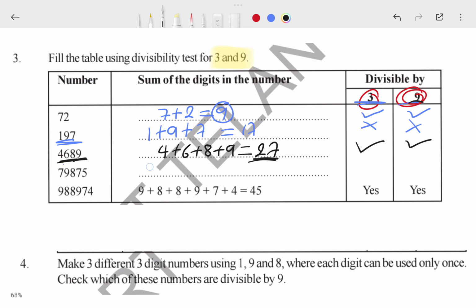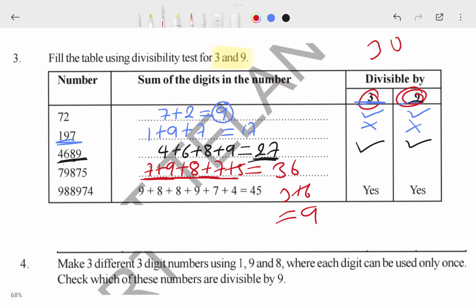Now let's check this number. 7 plus 9 plus 8 plus 7 plus 5. Add this: 7 plus 9 is 16, 16 plus 8 is 24, 24 plus 7 is 31, 31 plus 5 is 36. Okay, in the 3 table 36 is there. Yes, it is there. You may have a confusion, sir, the table has to be 30 only. Add this also, 3 plus 6, that is 9.